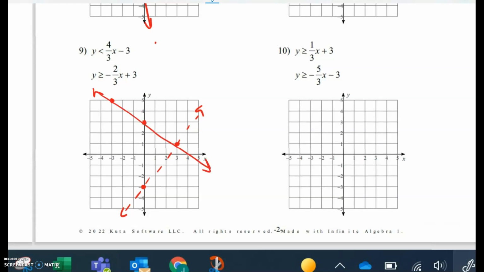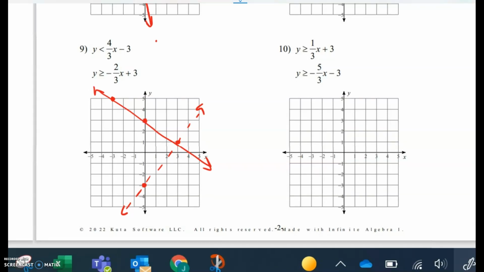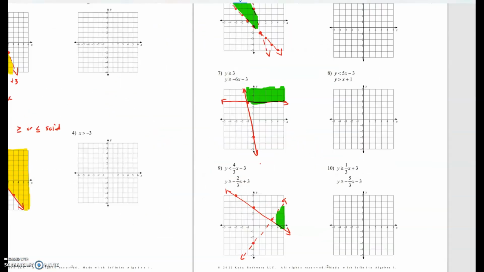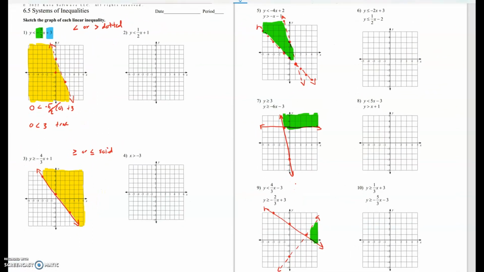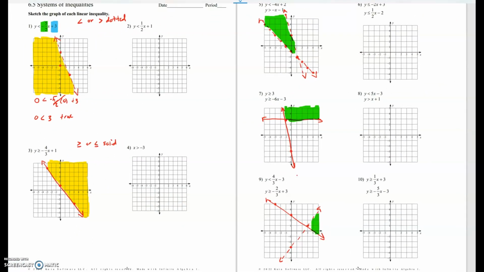And now let's think about shading. For the top equation, it was below, so that's everything below this line. And then for the other equation, it was above. Well, here's the overlap then, right in this little section. Okay, so that is solving systems of inequalities. It's taking what we learned about inequalities and putting another one with it, and then finding the overlap region.